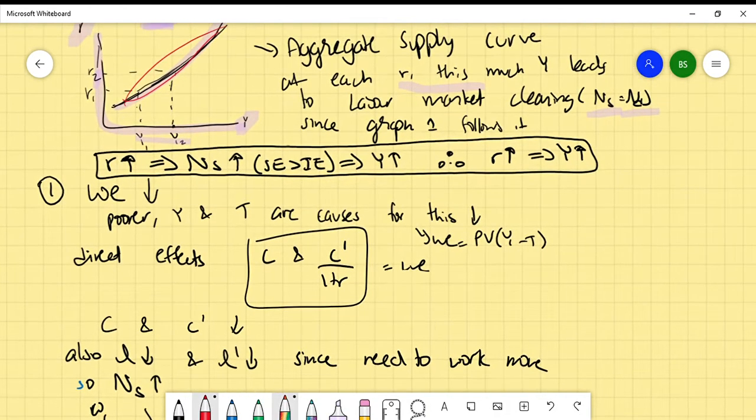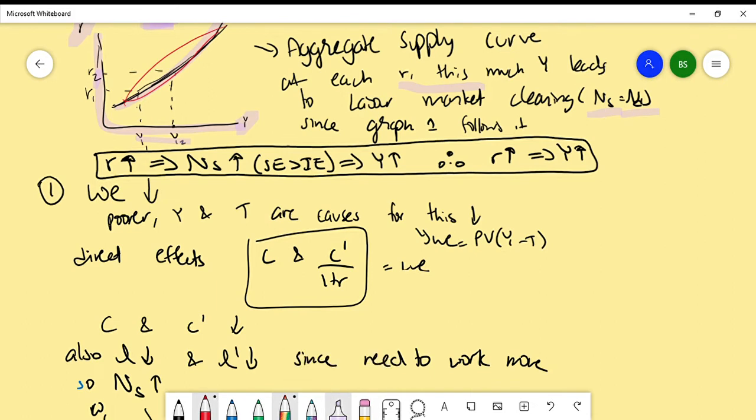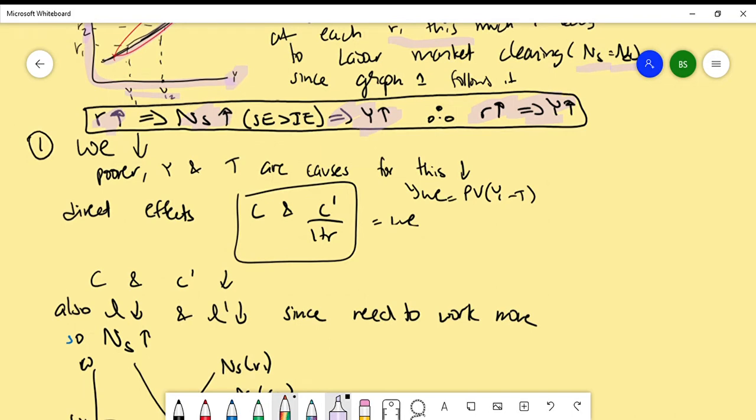Okay, so a little recap: if the rate increases, then the labor supply increases, and that leads to the Y increasing. So if the rate increases, the Y increases. Great. So now we're going to look at certain conditions, like what happens if some things were to happen. First of all, if the lifetime wealth were to decrease, that means that I'm poorer.